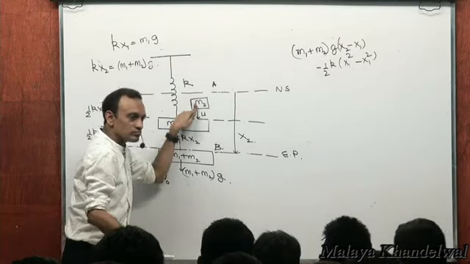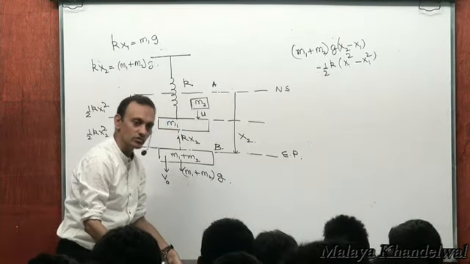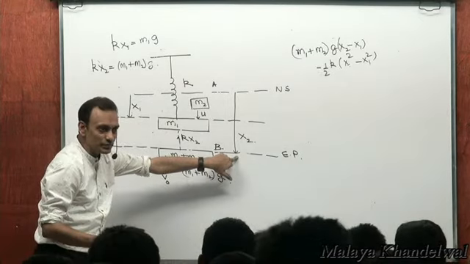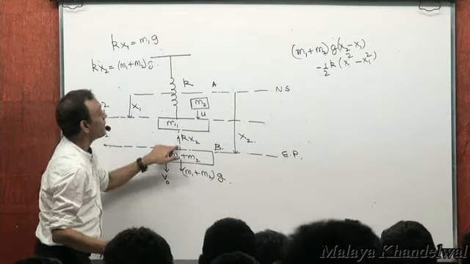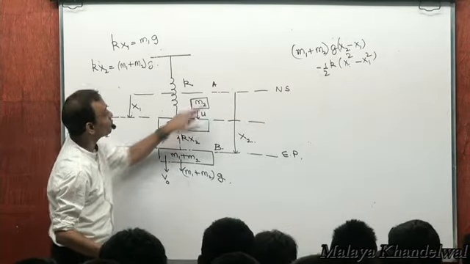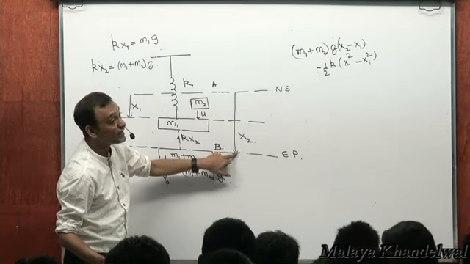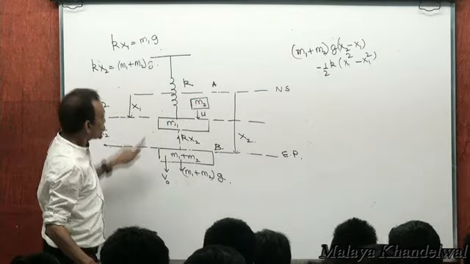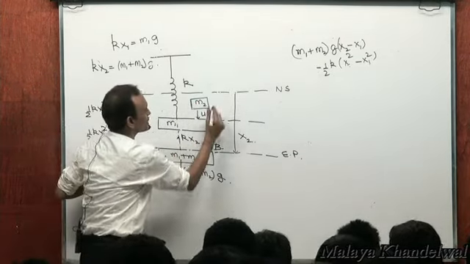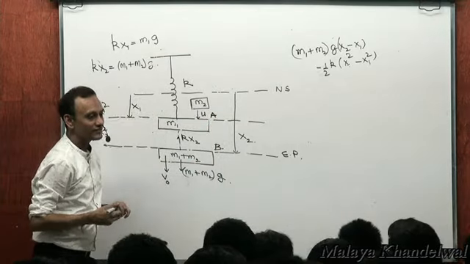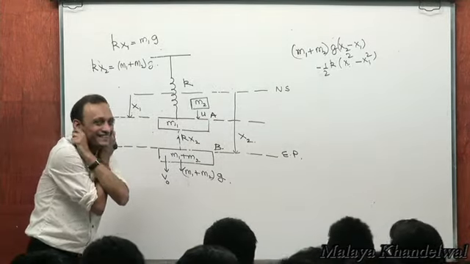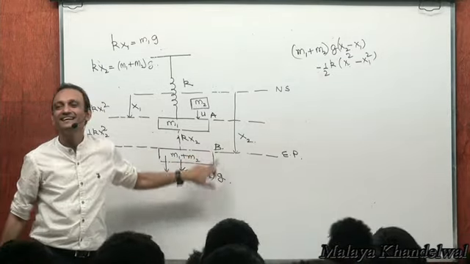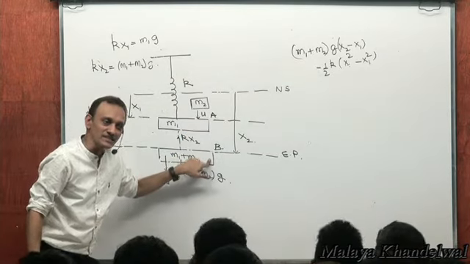This fellow comes and bangs on this mass m1. The mass then moves down. Together, m1 plus m2 acquire a new equilibrium position where (m1 plus m2)g is balanced by the new spring force when the spring has got elongated by an amount x2 from the natural state, right? So the particle has gone from state A to state B.